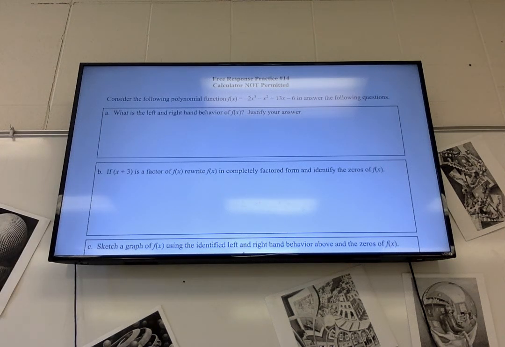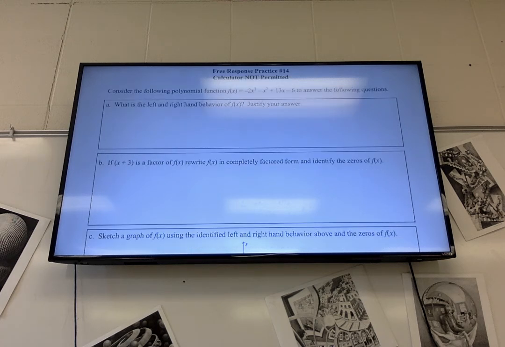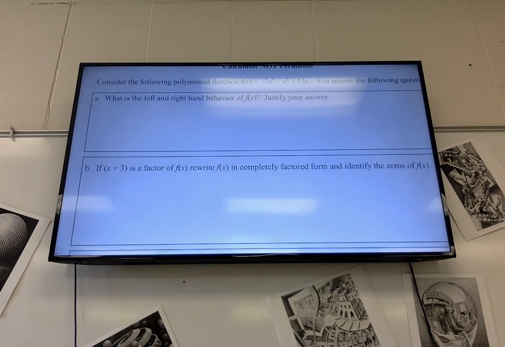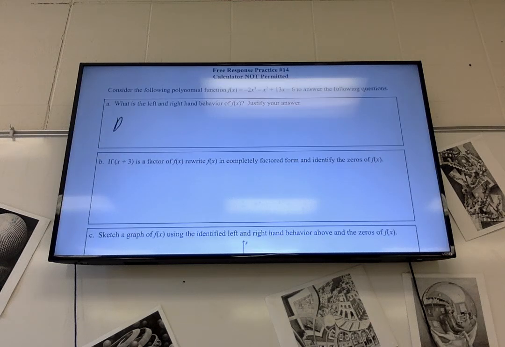So f of x is equal to that, and we want to know the left and right hand behavior. As x approaches negative infinity, f of x approaches something. And as x approaches positive infinity, f of x approaches something. So you write down what you think that something is.